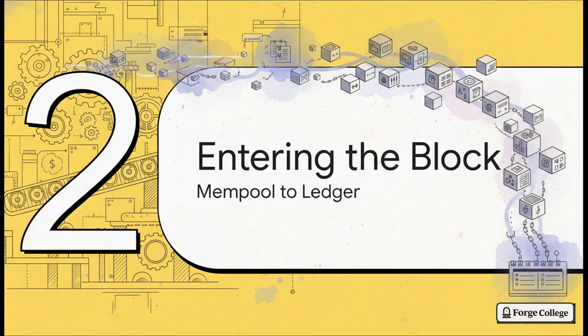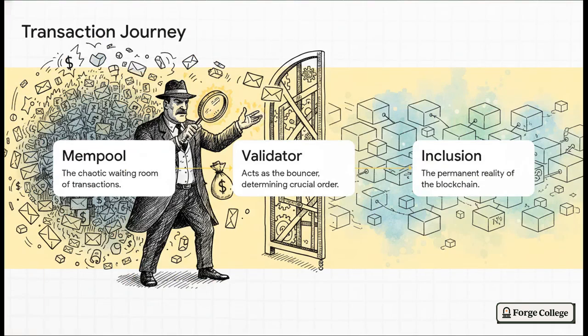Moving on to Section 2, entering the block. Let's start right on the factory floor, looking at how a transaction moves from ephemeral memory into the ledger's authoritative history. Think of the mempool as this incredibly chaotic waiting room. Transactions are just piling up, essentially shouting to get noticed. But if you follow the intricacies of Web3, you know it's way more than just chaotic. It's a highly competitive dark forest.